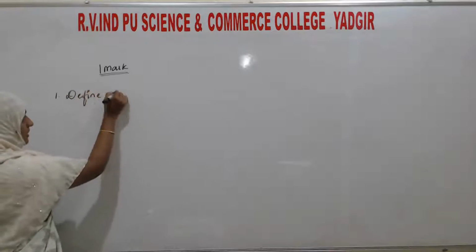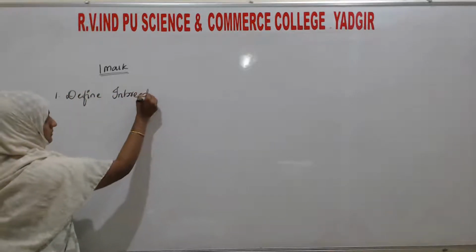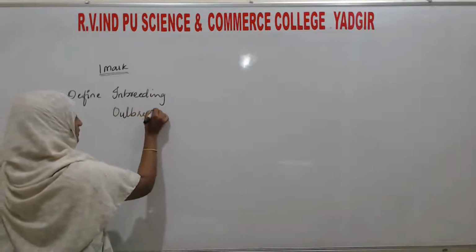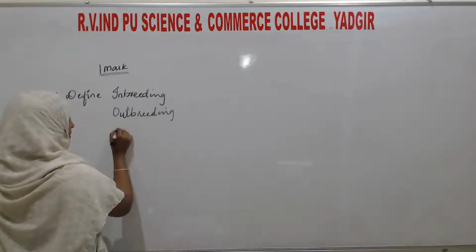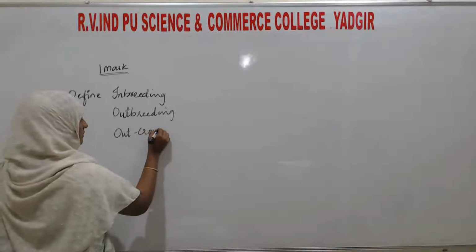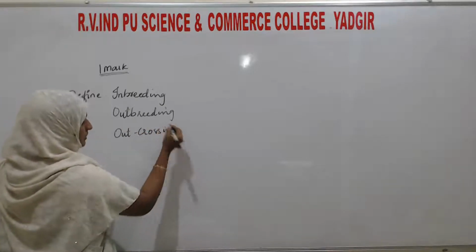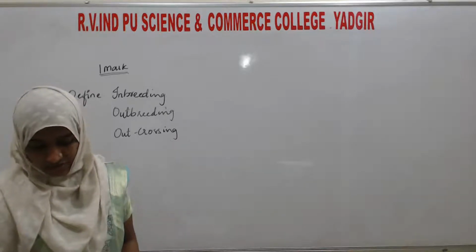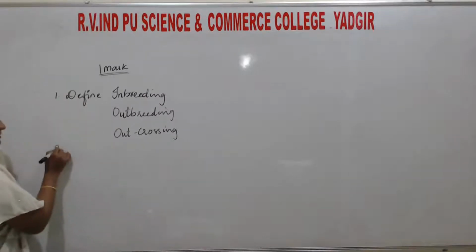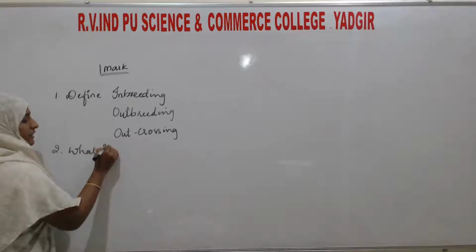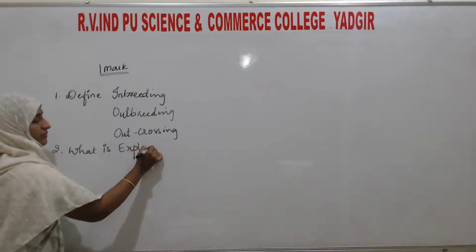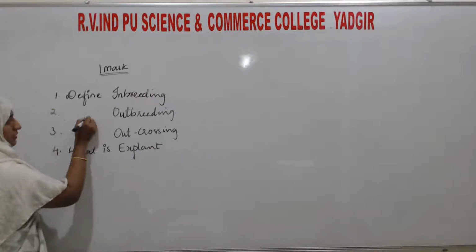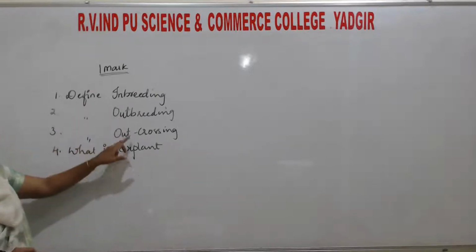Define inbreeding, outbreeding, then outcrossing. These are some of the 1 mark questions. Except these, some other questions are: what is explant? So this is second, third, and this one is fourth. Okay. Define inbreeding, outbreeding, outcrossing.